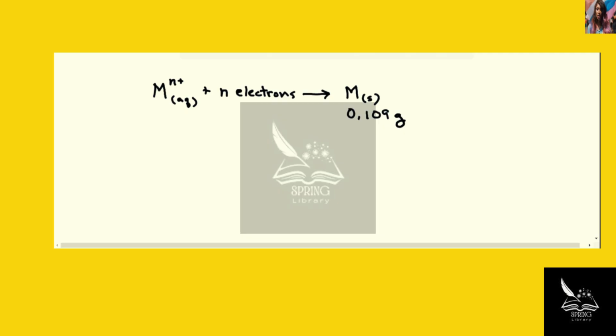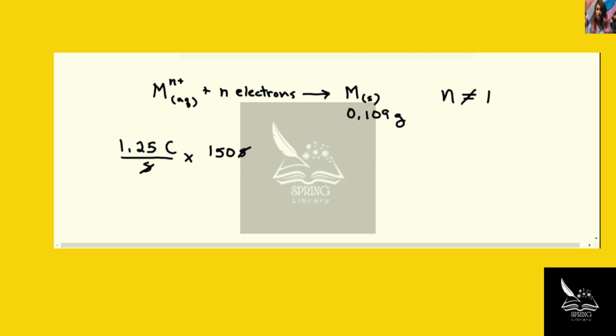All right, and the question wants to know, why can N not be positive 1? In other words, N is not equal to 1. We need to show why that would be. So let's take some of the information we know. We know that we have 1.25 amps, which really means coulombs per second. And this plated for 150 seconds.